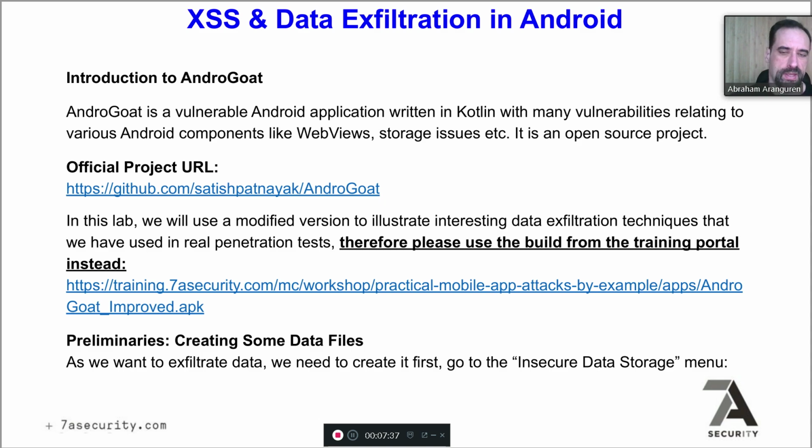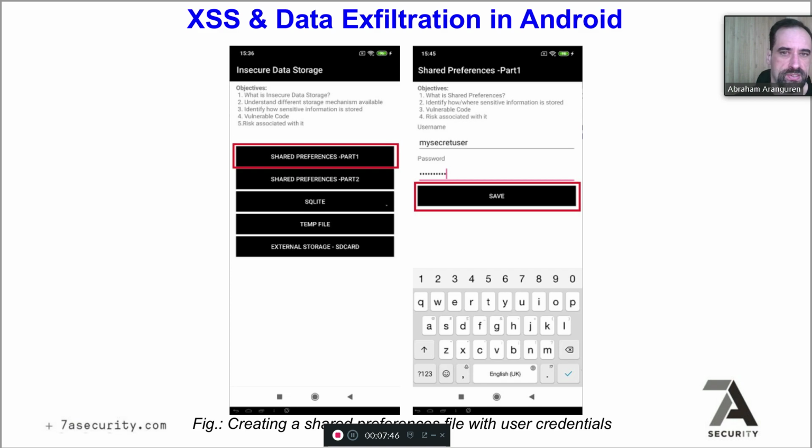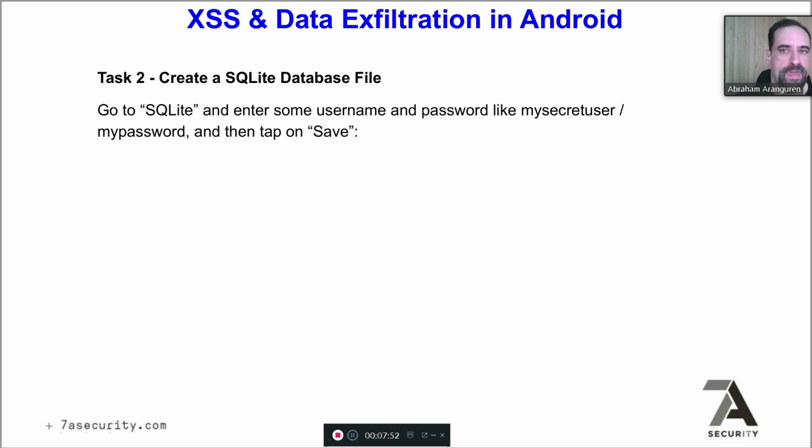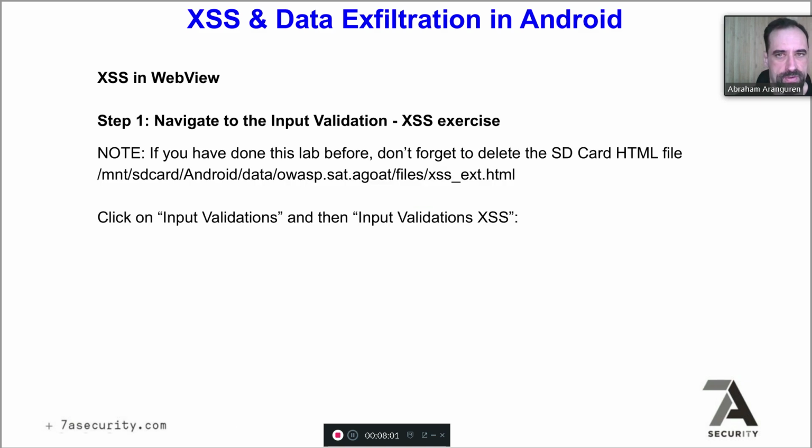Okay, so first, since we're going to do data exfiltration, first we need to create some data files, right? So you go to insecure data storage, shared preferences, part one, and then here we add my secret user, my secret password, we hit save, and then we need to do the same with the SQLite database, right? So we go to SQLite, my SQLite user, my SQLite password, whatever, and click on save, and then we should be able to start playing with XSS.